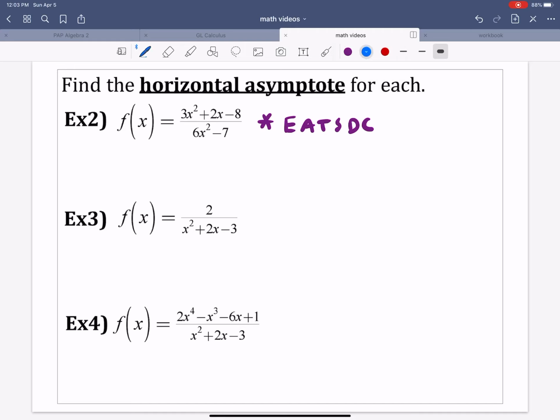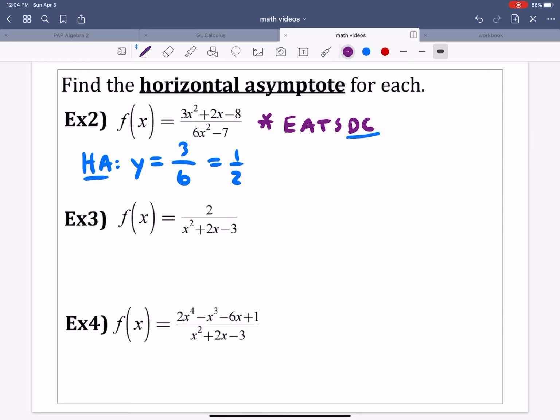So this is an EATS DC. When exponents are the same, divide the coefficients. We know that a horizontal asymptote will always be y equals. The lead coefficient on the top is a 3. The lead coefficient on the bottom is a 6. So this horizontal asymptote would be at y equals 1/2. That's how we find our horizontal asymptote.